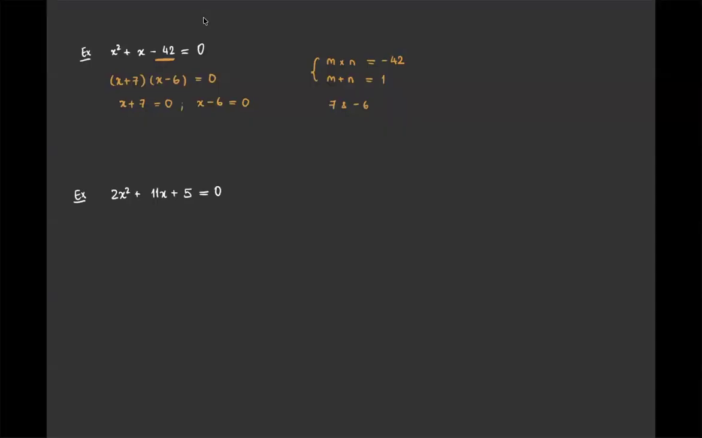So from the first case, we'll have that x will equal minus 7. And from the second case, we'll have x equal positive 6. So that's our answer.